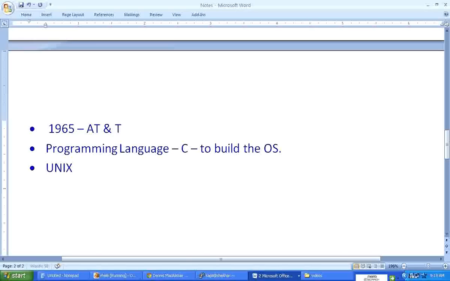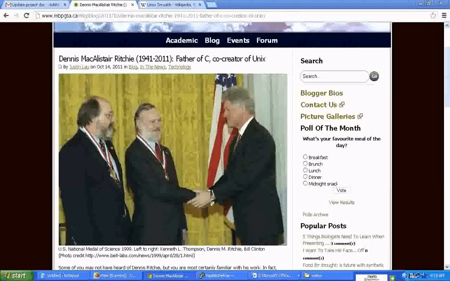So who are these guys? There was a team of research scientists responsible for building the C programming language, and they are very popular these days. I have a picture here in front of me. These are the two people: Kenneth Thompson and Dennis Ritchie. These two guys are what we call the fathers of C. Basically Dennis Ritchie was the main guy, and therefore he is also named as the co-creator of Unix.